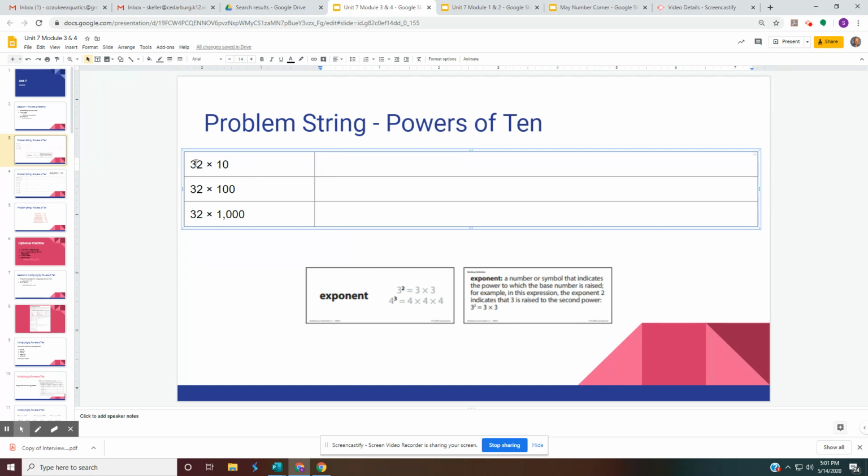We can multiply 32 times 1. What is 32 times 1? And then we add the number of zeros in your problem. There is only 1 zero in my problem, so I have to add 1 zero to the product of my multiplication problem. All right, so then let's do numbers 2 and 3 in your notebooks and tell me what you get.